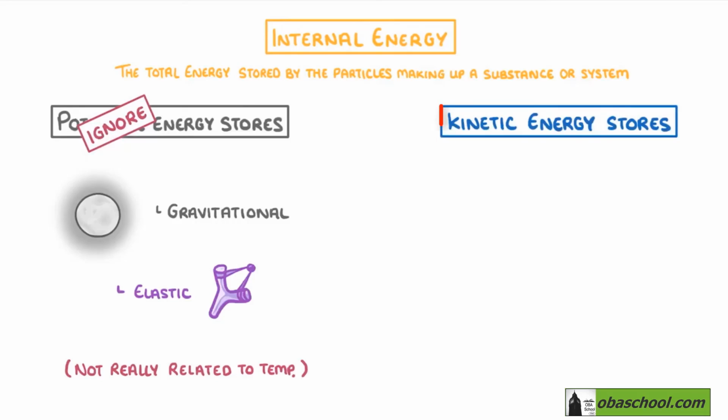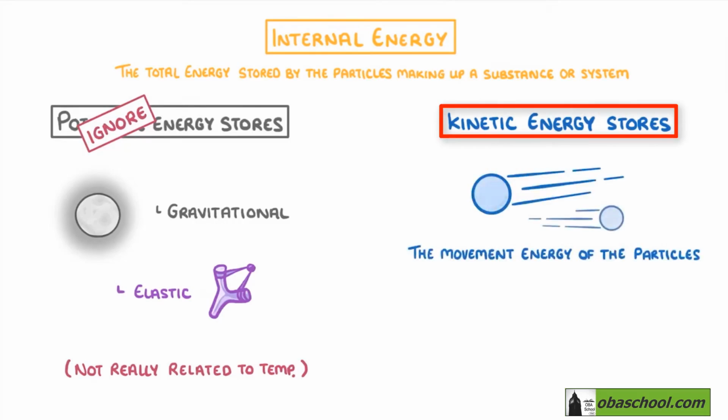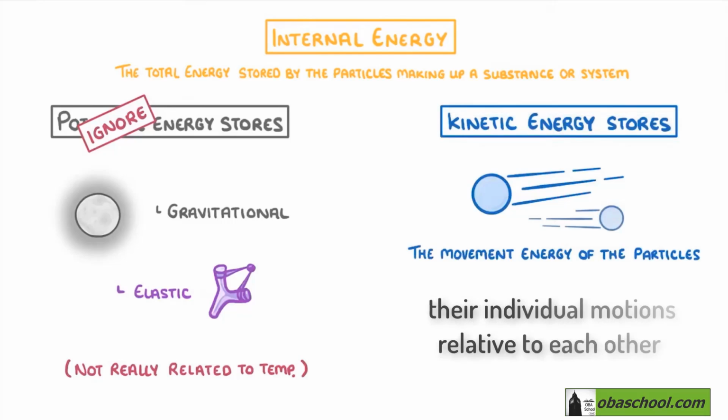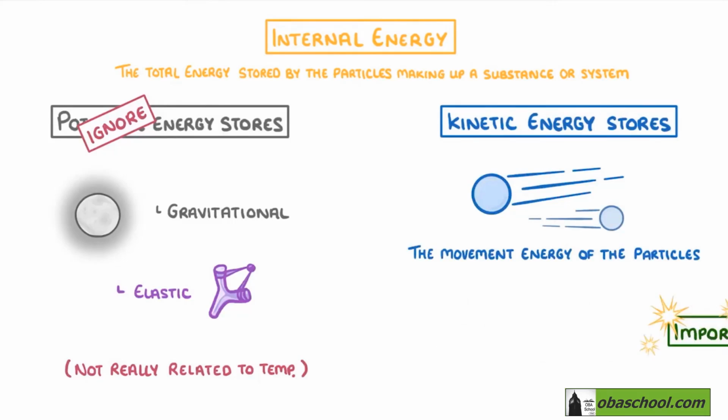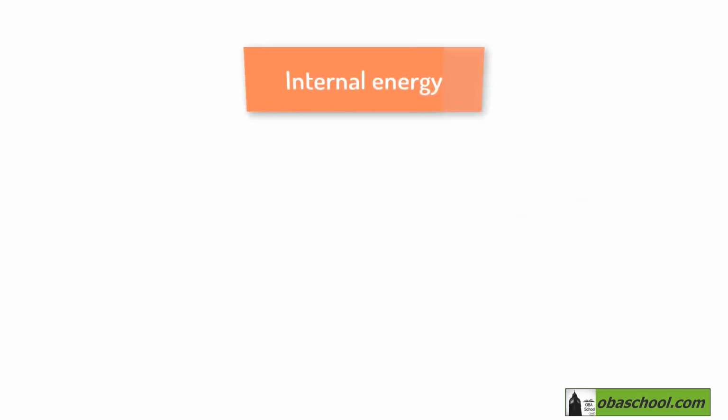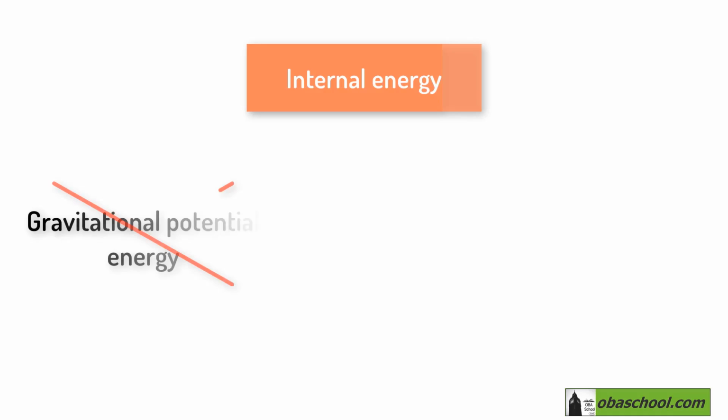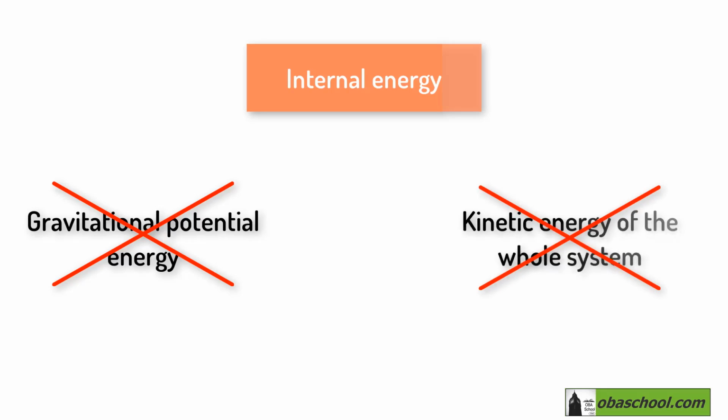On the other hand, kinetic energy is the movement energy of the particles. It's related to their individual motions relative to each other, and this is the important one. Note that internal energy does not include gravitational potential energy, meaning the position of the substance with respect to the Earth, or the kinetic energy, which is caused by the motion of the whole system.